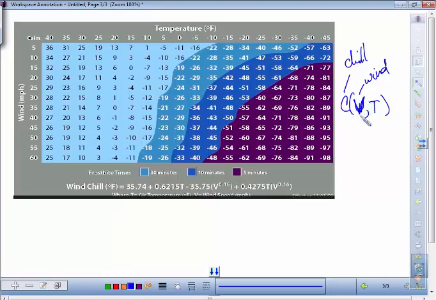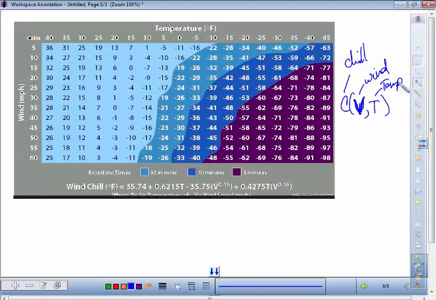Let's call it V, sorry. Wind speed, or velocity, that's why they call it V. And then this is T, temperature. So the actual wind chill factor is dependent on the wind and the current temperature without the wind.